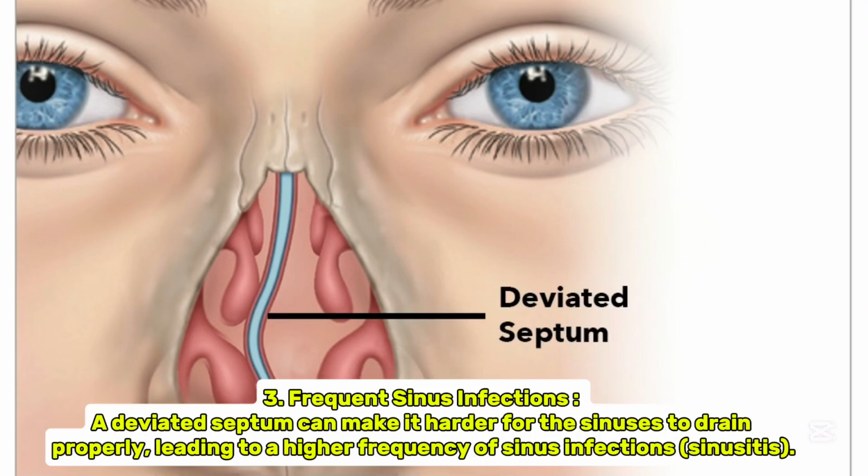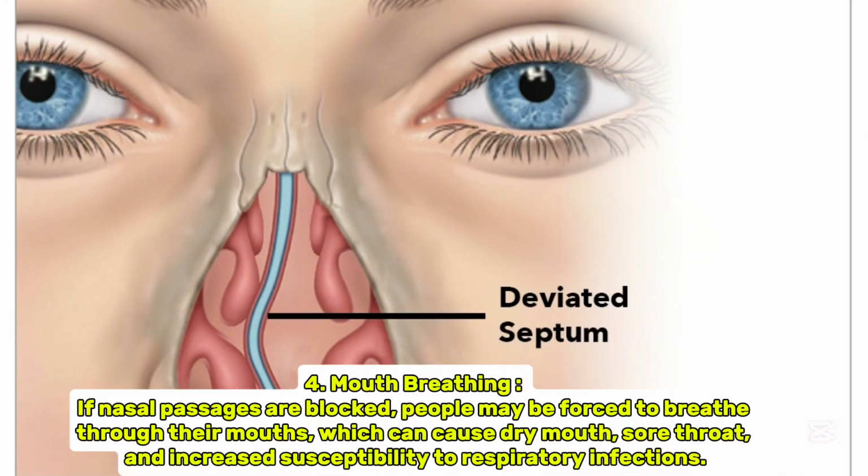3. Frequent sinus infections. A deviated septum can make it harder for the sinuses to drain properly, leading to a higher frequency of sinus infections, sinusitis. 4. Mouth breathing. If nasal passages are blocked, people may be forced to breathe through their mouths, which can cause dry mouth, sore throat, and increased susceptibility to respiratory infections.